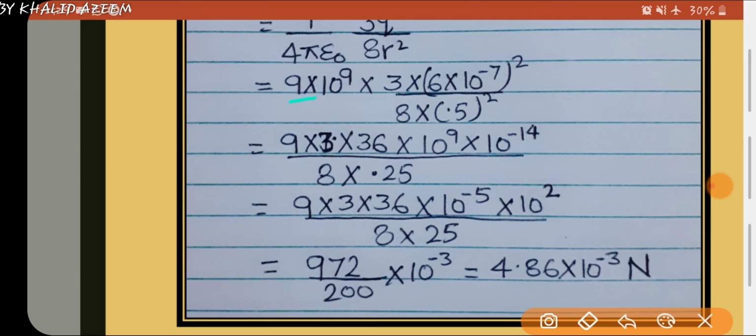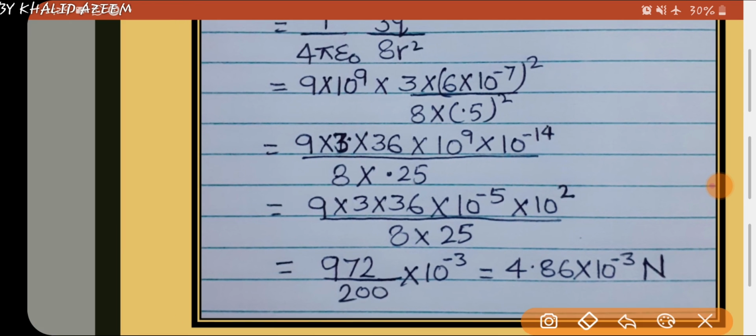So 9, 3, and the square of 6 is 36. So 9 into 3 into 36 into 10 to the power 9, and the square of 10 to the power minus 7 will be 10 to the power minus 14. Similarly, 8 and the square of 0.5 is 0.25. Again, when we remove this decimal point, we have to multiply by 100 in the numerator, or we can multiply by 10 to the power 2.